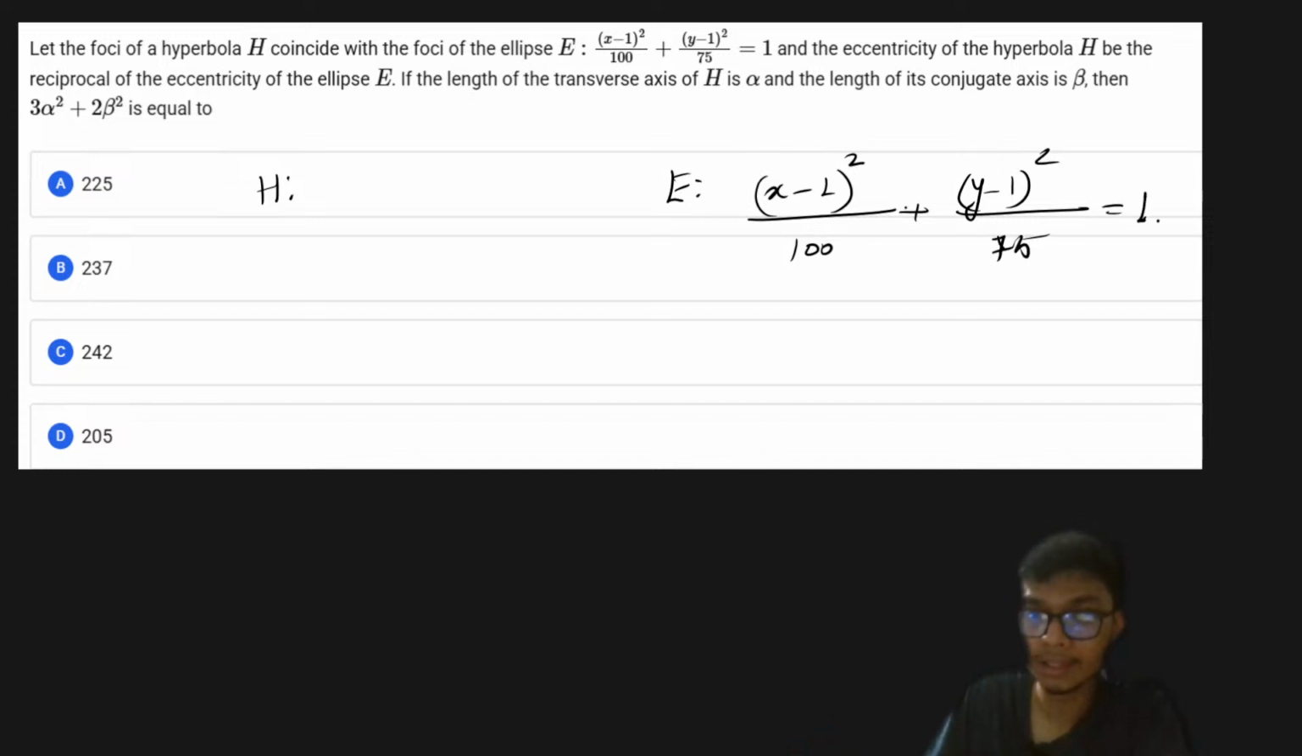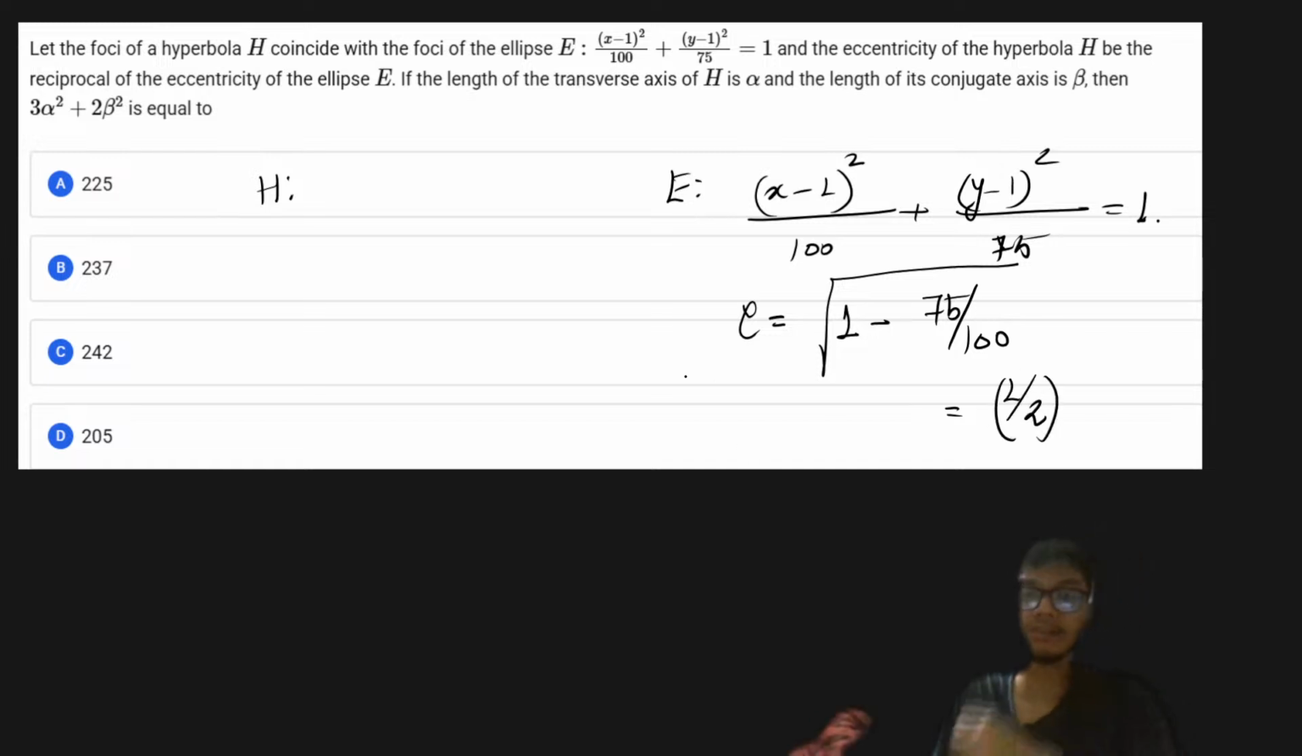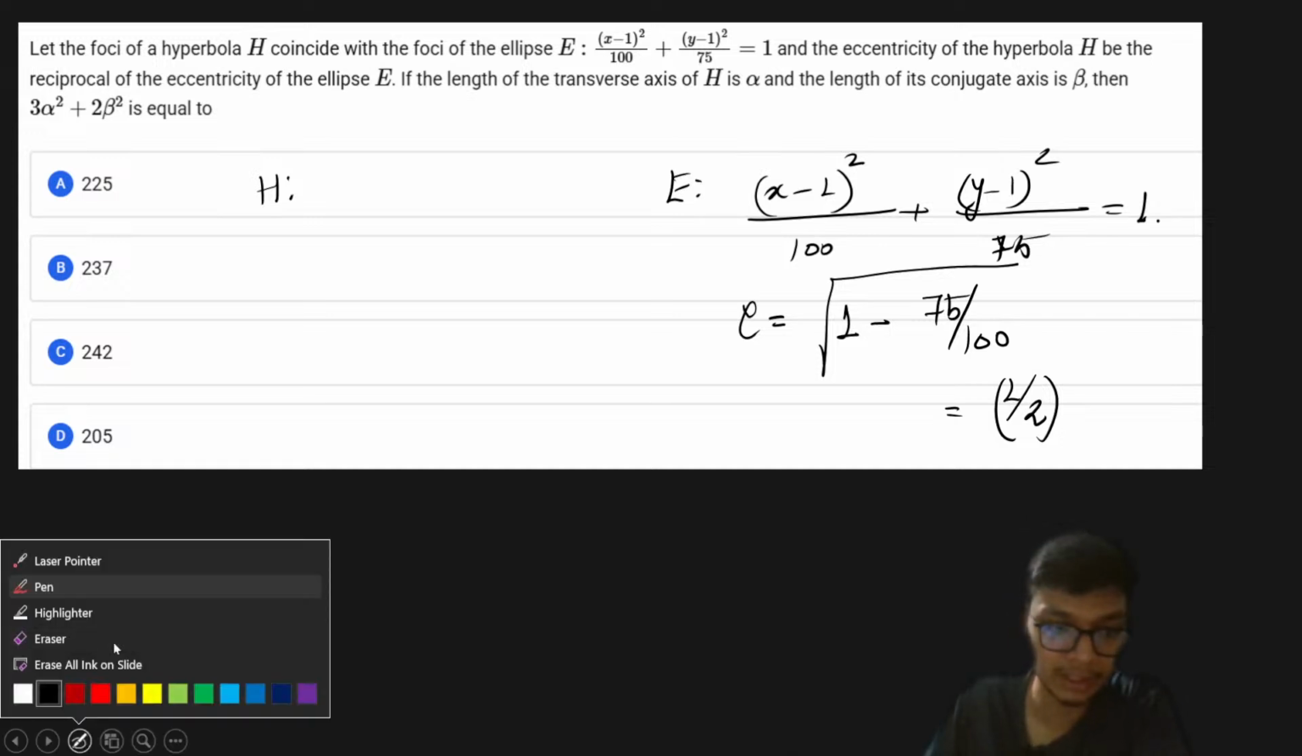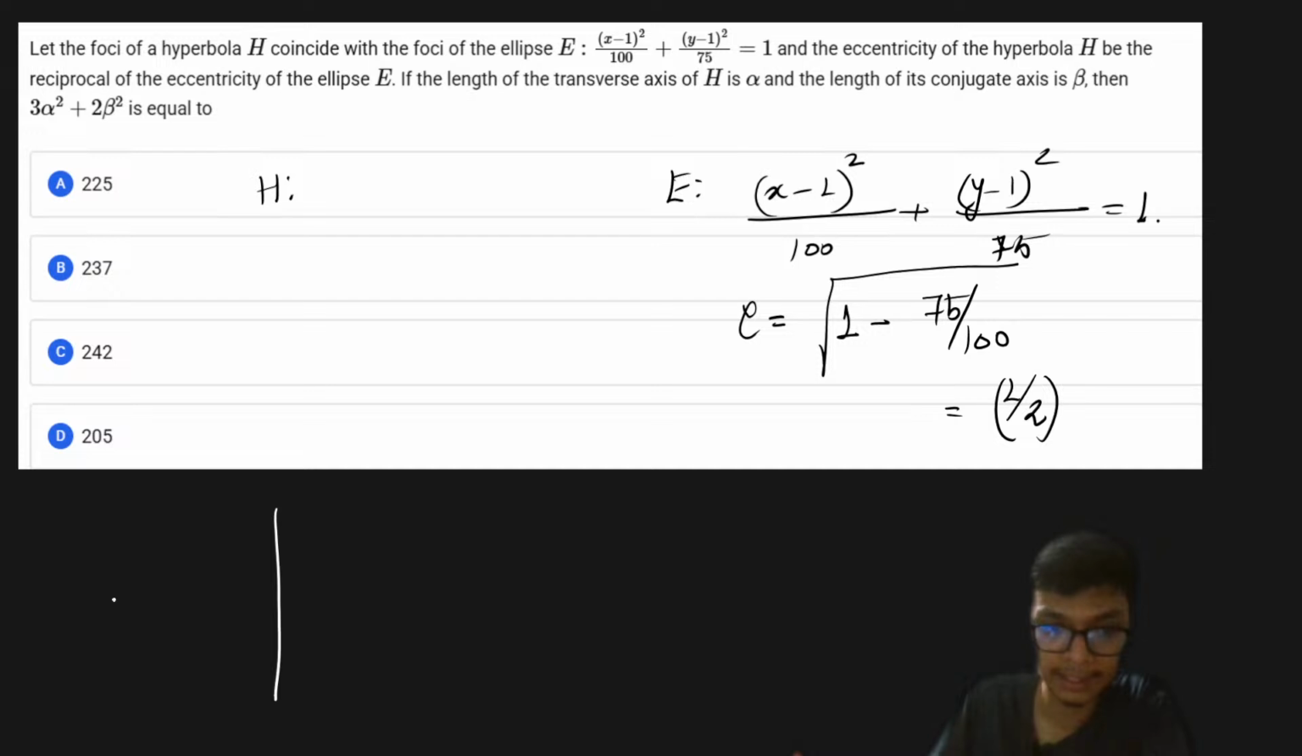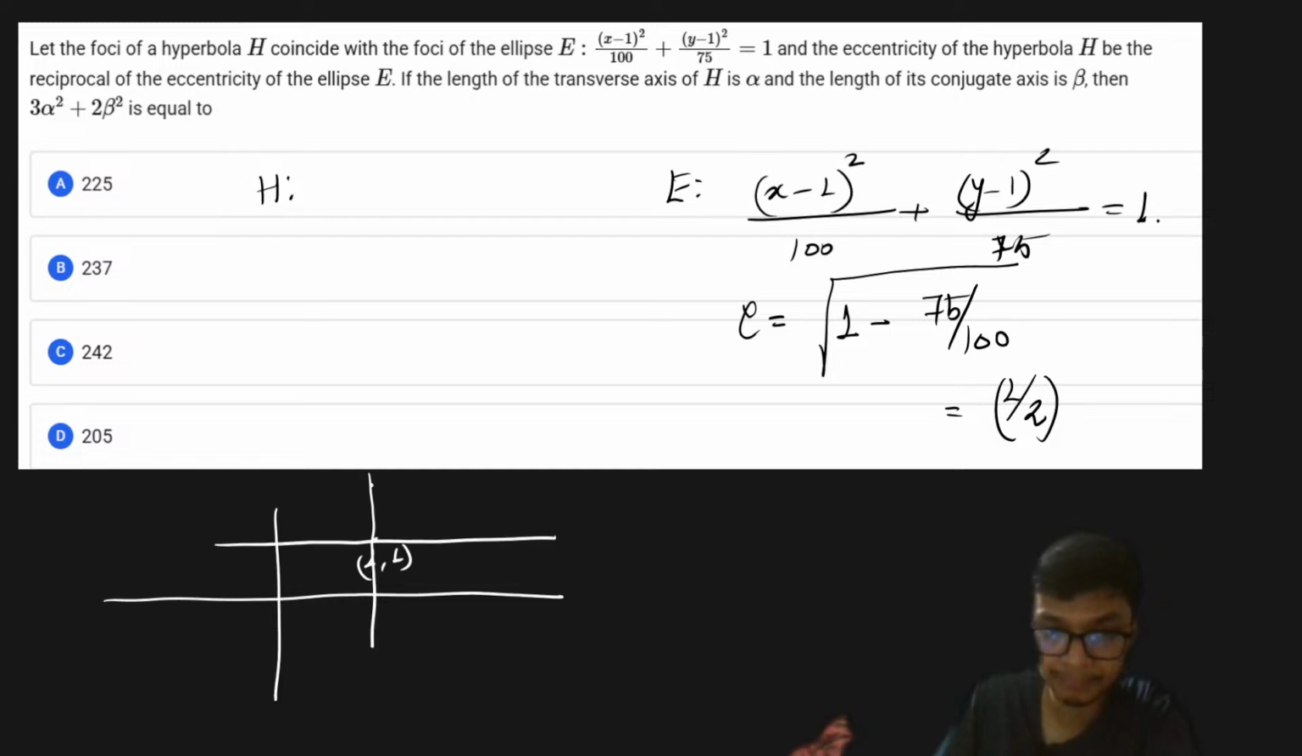For this ellipse, let us first find the eccentricity. The eccentricity is going to be the square root of 1 minus 75 by 100. From here, I get the value 1 upon 2. So the eccentricity of this particular ellipse comes out as 1 upon 2. Now, since this ellipse has a shifted origin, instead of 0 comma 0 as the origin, this ellipse has 1 comma 1 as the center, right? So it is going to be like this.